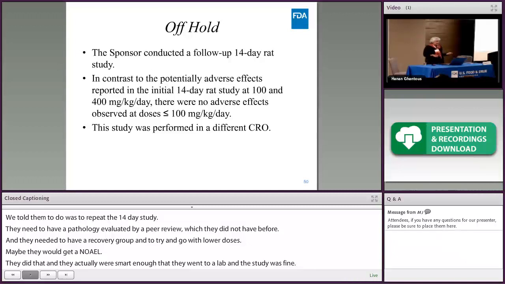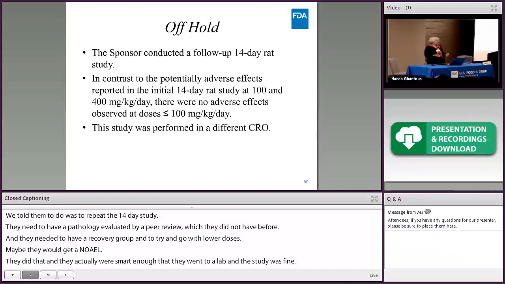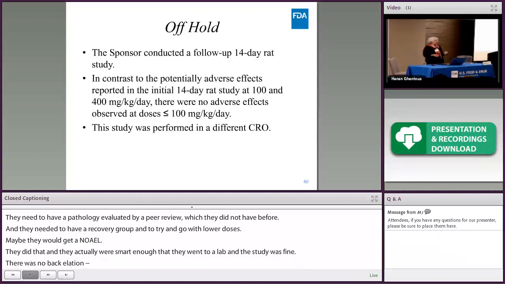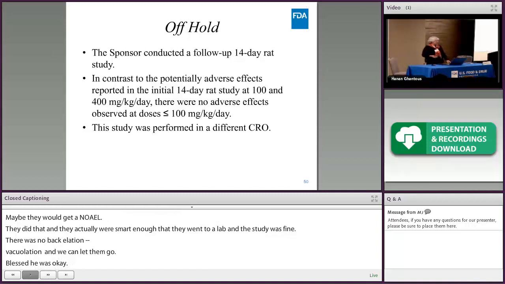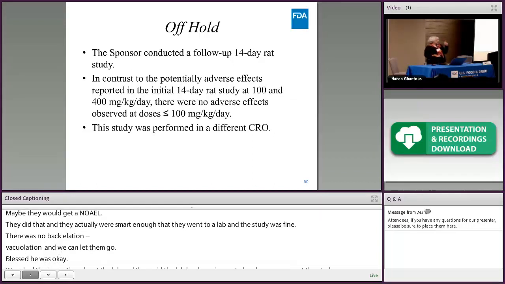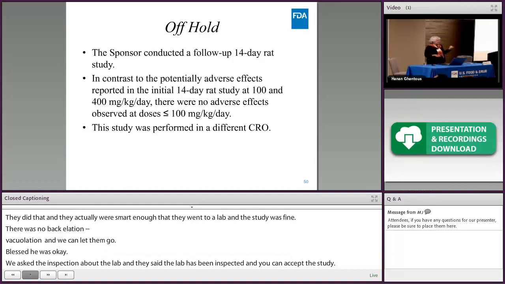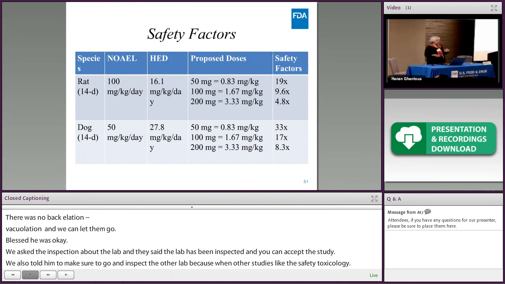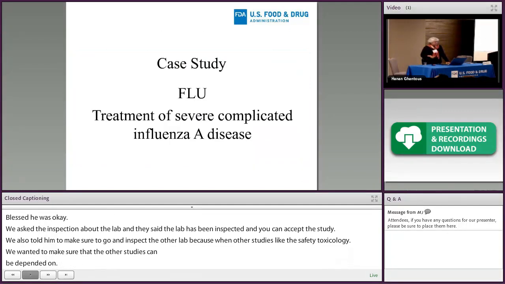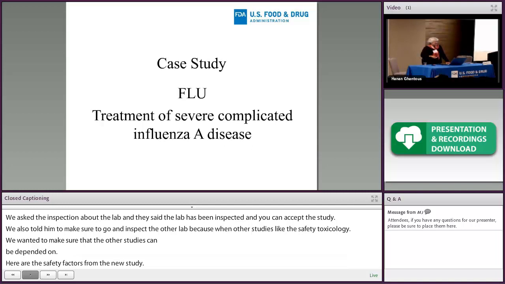And we still contacted our inspections, because when they did the last study that was okay, we asked our inspection about the lab. And they said, yes, this lab has been inspected and you can accept this study. And we also told them to go and inspect the other lab, because we had other studies, like the safety toxicology study and the pharmacology study, done there. So we wanted to make sure that we can depend on the other studies. Okay, so here were the safety factors from the new study. Finally, we had the NOEL in the rat, so it was okay.